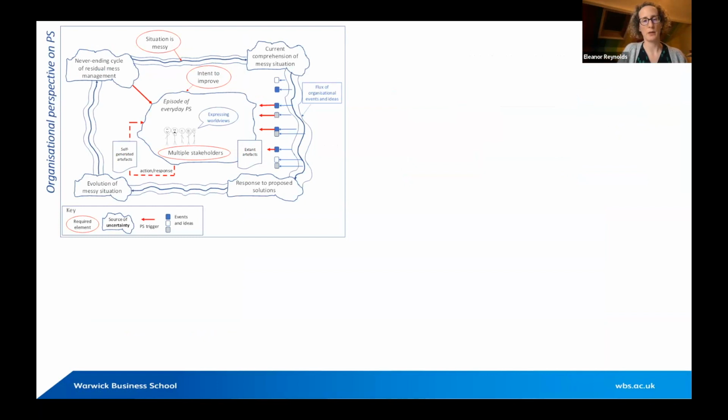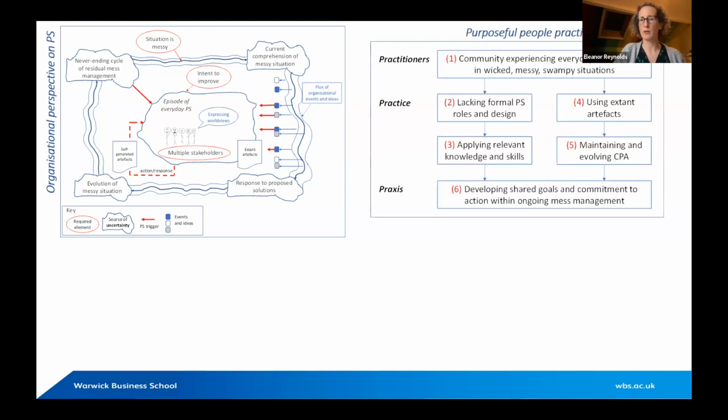I've explicitly identified here the extant artifacts and self-generated artifacts being used within episodes of everyday problem structuring. We've also here then got the idea of purposeful people making a practice of problem structuring. And in this particular organisation, this was what it was looking like.